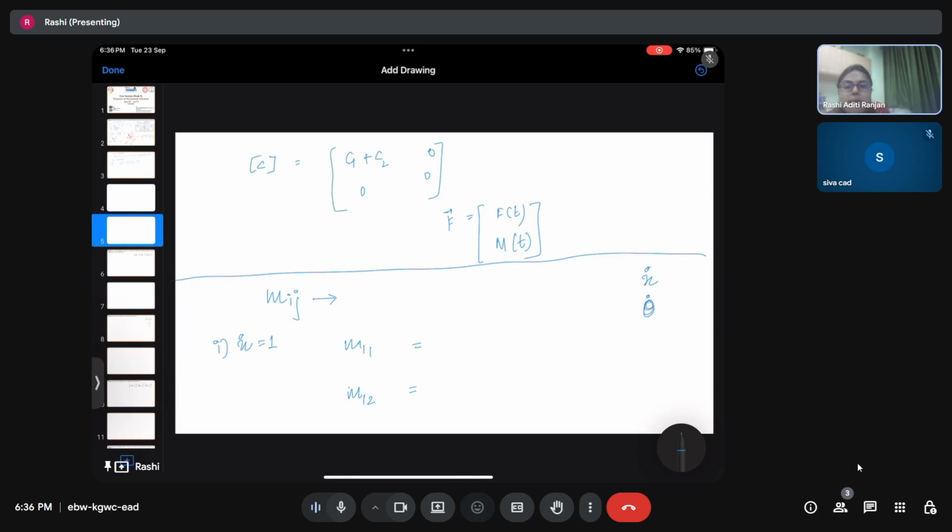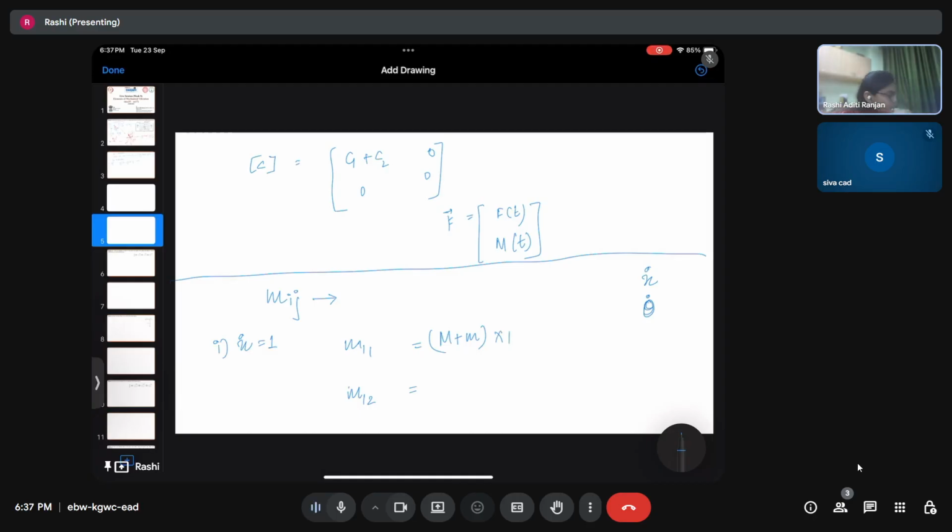So for a mass, let us say some random M, if I give a velocity V, then its momentum is going to be M into V. So here M is going to be the total mass, M plus m, into V, which is 1. Easy.